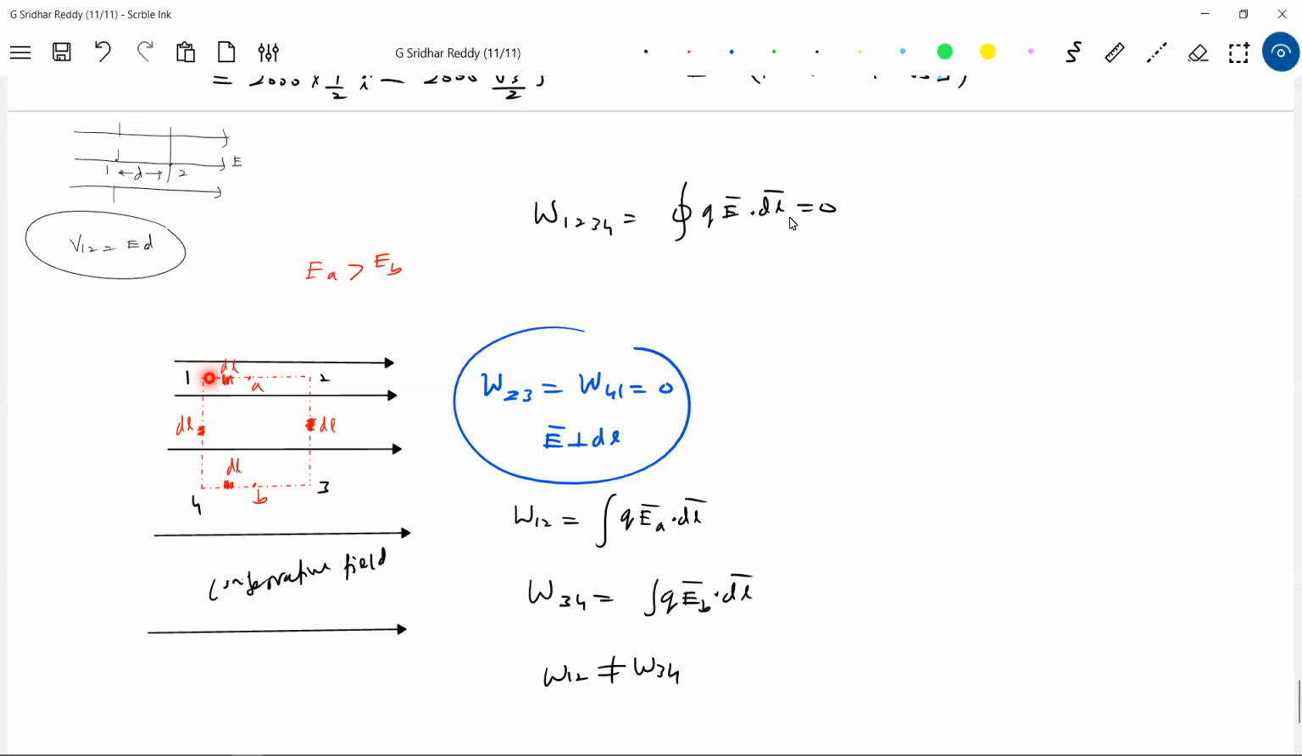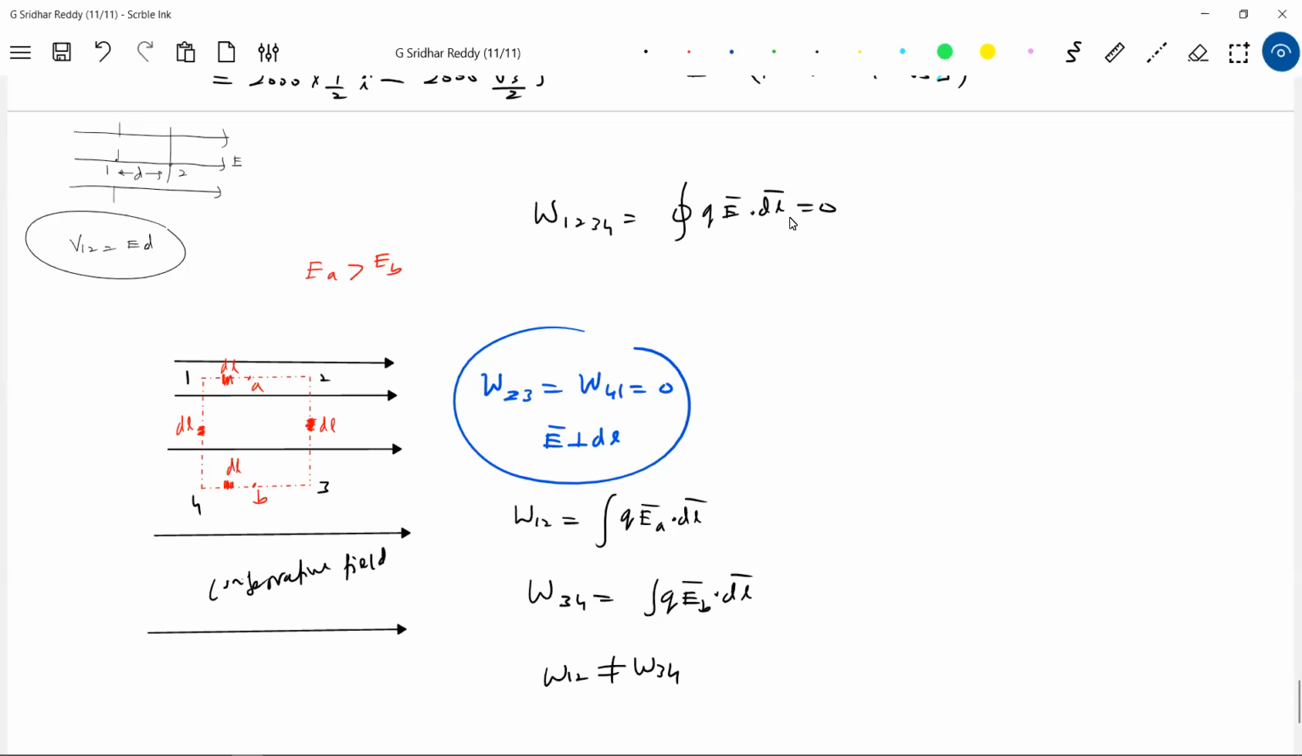So how do you say non-zero? You see, I'll move from 1 to 2. Let the length of the path be some L. There's no problem. The biggest problem here is that the field strength at A is greater than at B, so when I add up these two, it will not become 0. In fact, it will be non-zero. So the net work in the closed path will be non-zero. Therefore, such a field is not possible. So what is the conclusion I can make?